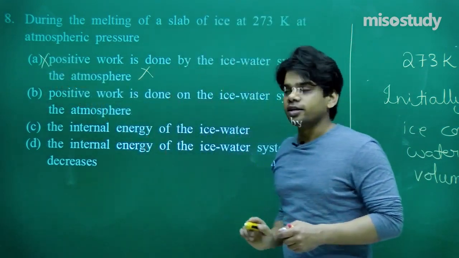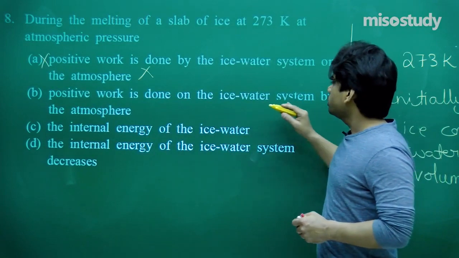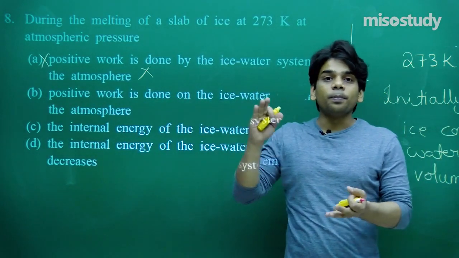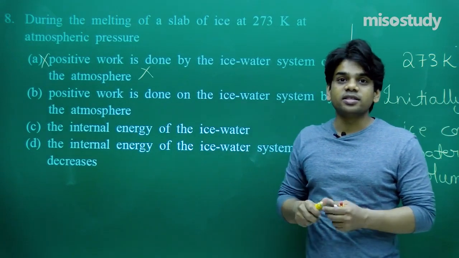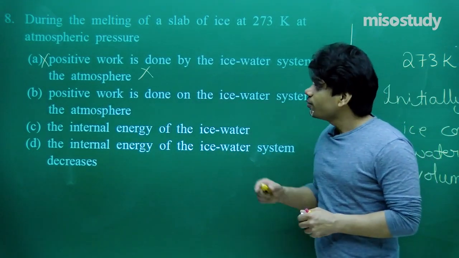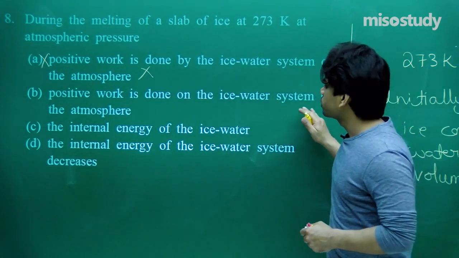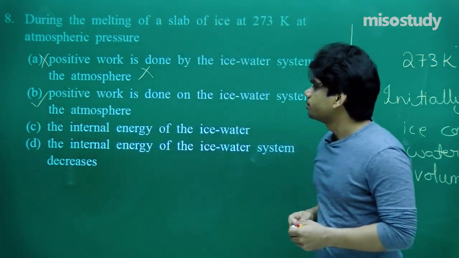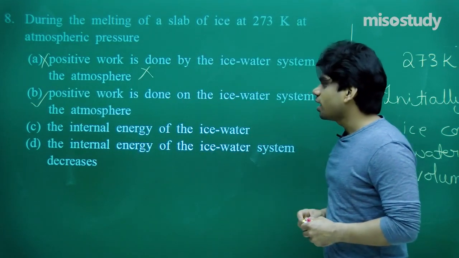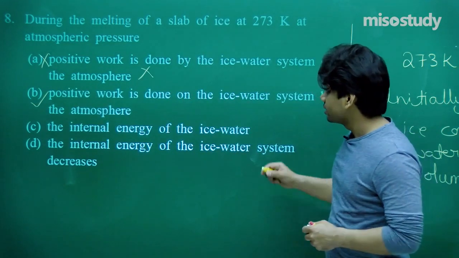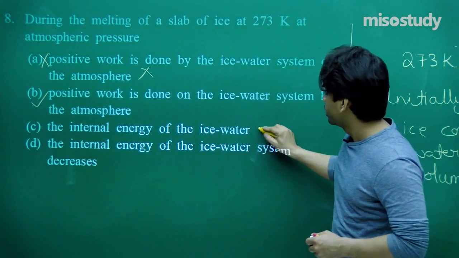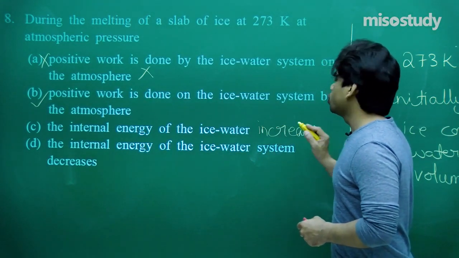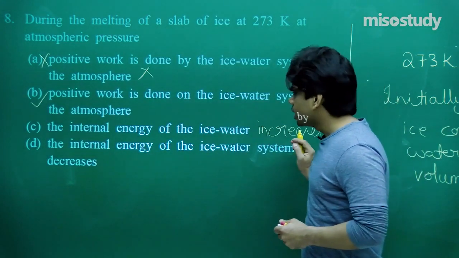You have to think logically. B, positive work is done on the ice water system by the atmosphere. Since it gets compressed, it gets contracted, positive work is done on the ice water system by the atmosphere. Yes, this is correct. C, the internal energy of the ice water increases. We need to check whether the internal energy of the ice water increases.